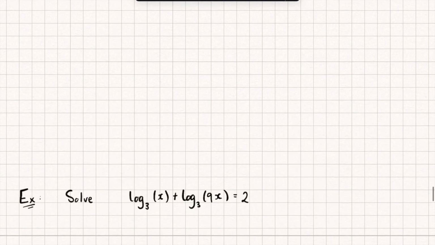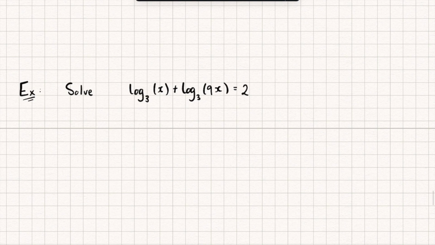Okay, let's now move on to a slightly trickier one. So here we've got a bit more going on. I've got log base 3 of x plus log base 3 of 9x equals 2. The first thing I'm going to do is combine the two logarithms together, because I notice that they both have the same base and I'm summing them, and all that means is that I multiply their arguments together. That's the first law of logarithms we looked at, the product rule. So let me rewrite this, and I get log base 3 of 9x squared is equal to 2.